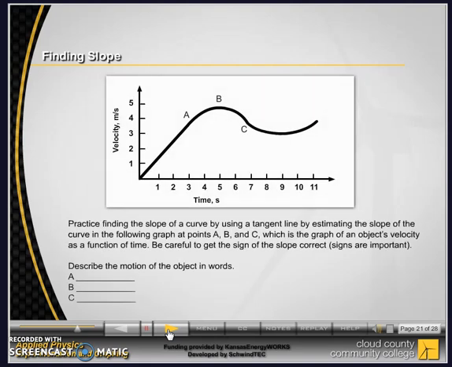Practice finding the slope of a curve by using a tangent line by estimating the slope of the curve in the following graph at points A, B, and C, which is the graph of an object's velocity as a function of time. Be careful to get the sign of the slope correct.